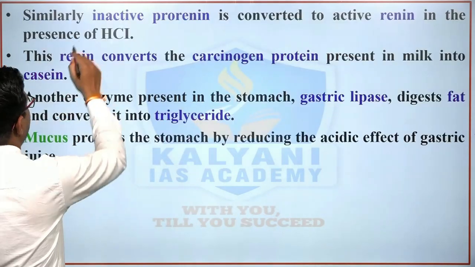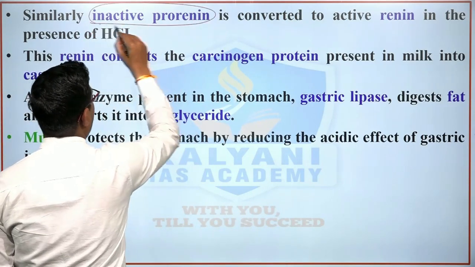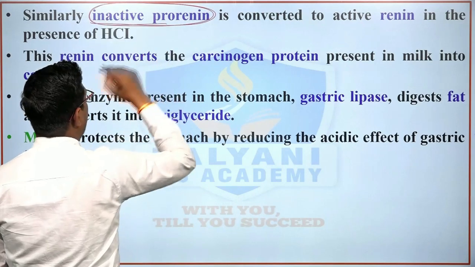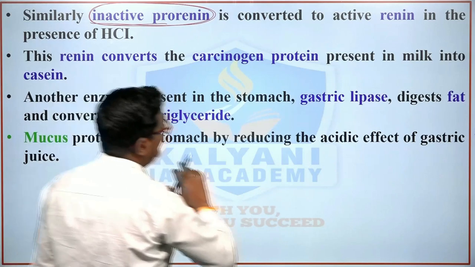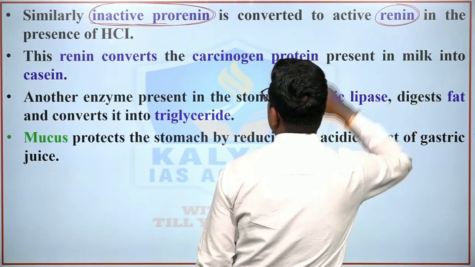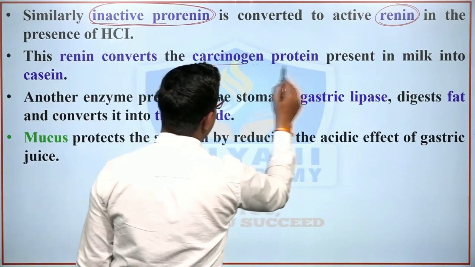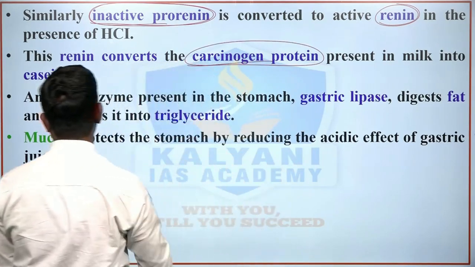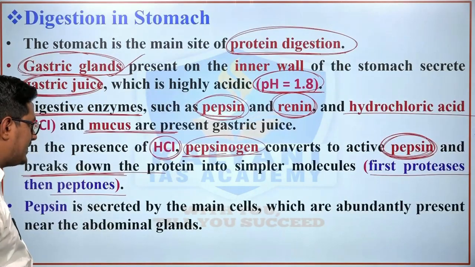सेकेंड हो जाएगा यहां पर प्रोरेनिन, राइट. तो जो प्रोरेनिन होता है वो इनएक्टिव होता है, राइट. जो इनएक्टिव प्रोरेनिन होता है वो HCl के प्रेजेंस में ही रेनिन में कन्वर्ट हो जाता है, राइट. एंड दिस रेनिन कन्वर्ट्स द कार्सिनोजेन प्रोटीन प्रेजेंट इन द मिल्क इनटू कैसिन. तो ये आपको टू फैक्ट्स रिमेंबर रखने हैं, राइट.